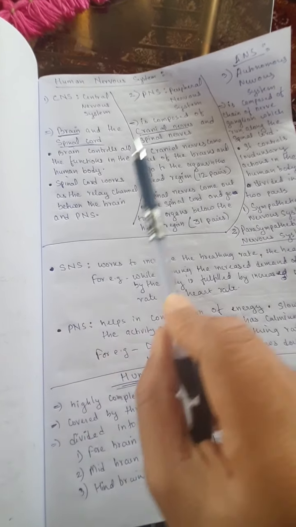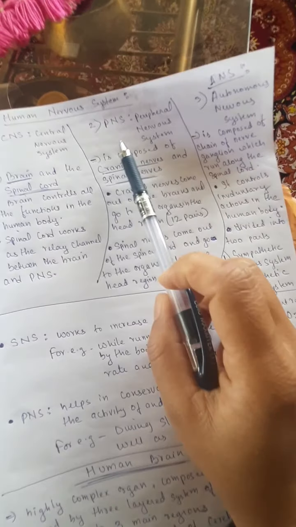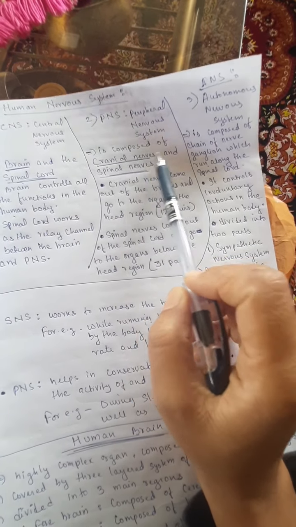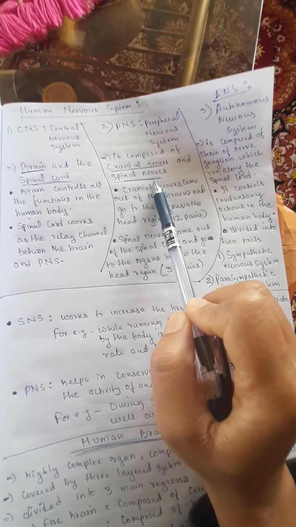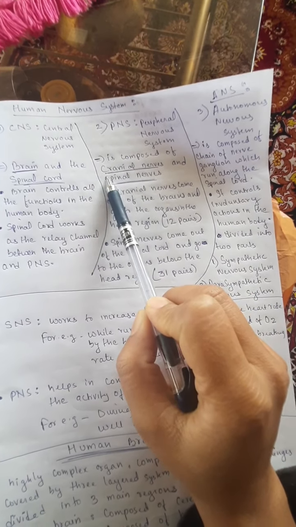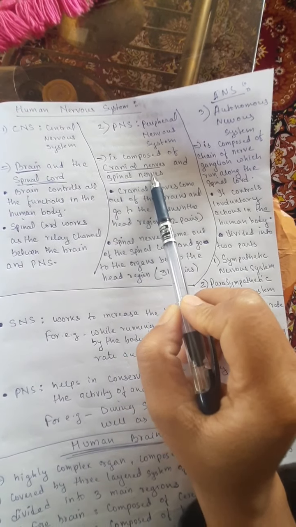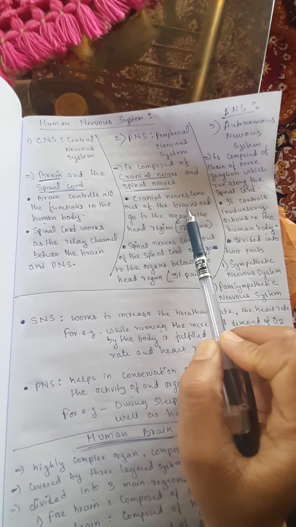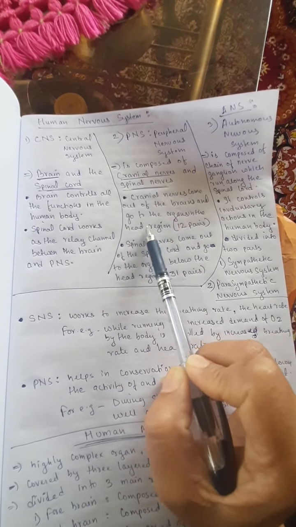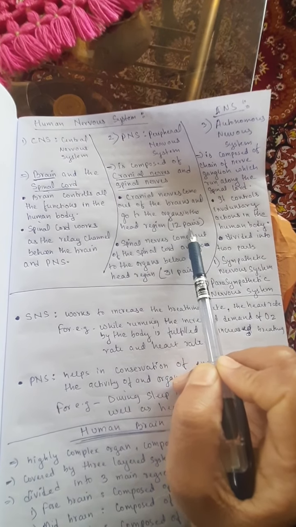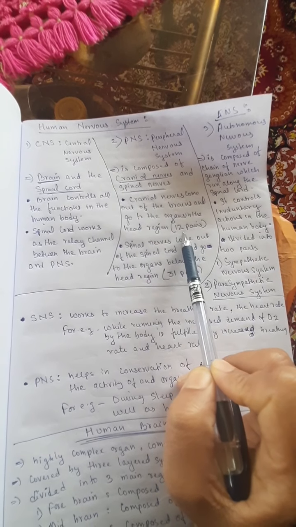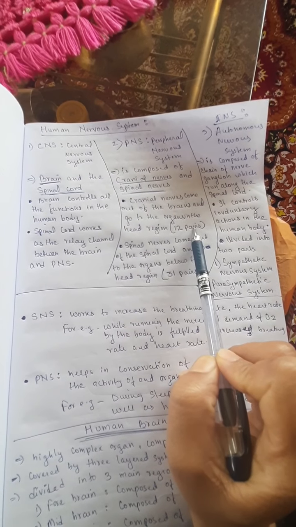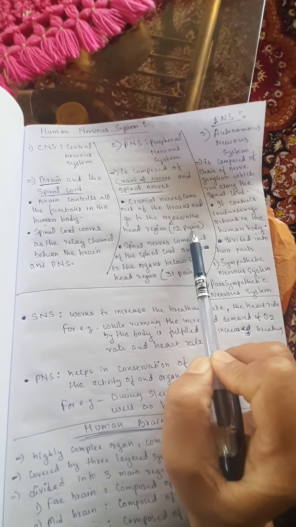The peripheral nervous system we'll learn here. Now, the peripheral nervous system is composed of cranial nerves and spinal nerves. I repeat, cranial nerves and spinal nerves. Cranial nerves come out of the brain and go to the organs in the head region. They are present in 12 pairs. That means nerves coming out of the brain are called the cranial nerves, and they are present in 12 pairs.